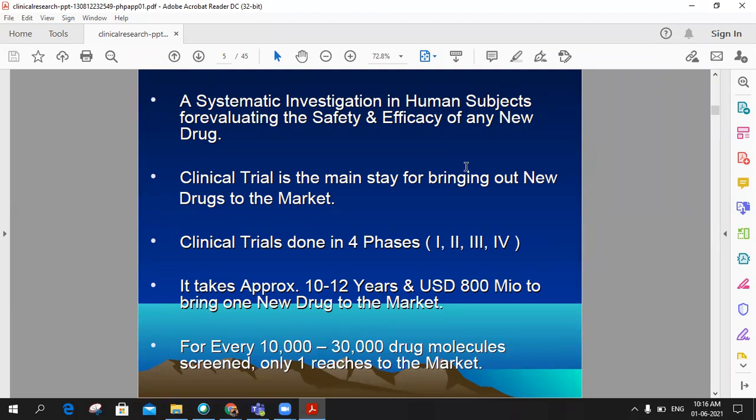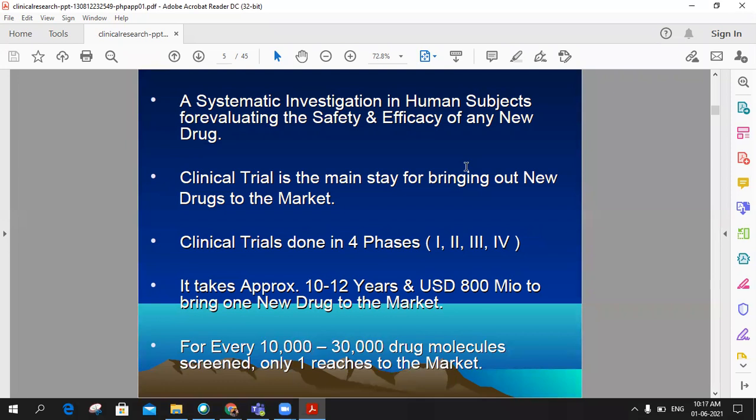We cannot skip clinical trials because of the government regulations, right? So all drugs have to pass through the clinical trial phase, and the drugs need to be proved on safety and efficacy to get into the market. As by now you may be aware, clinical trials are done in 4 phases: phase 1, phase 2, phase 3, and phase 4. Phase 1 is called the human pharmacology phase, right?